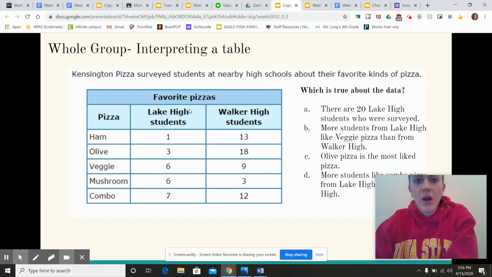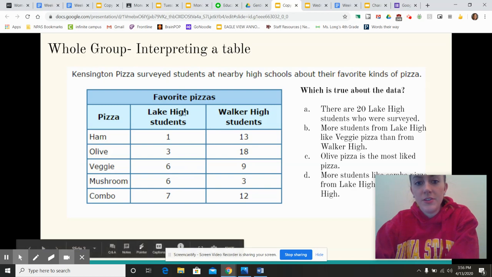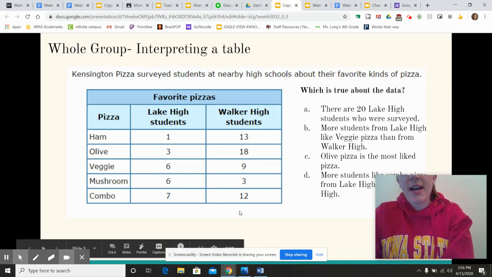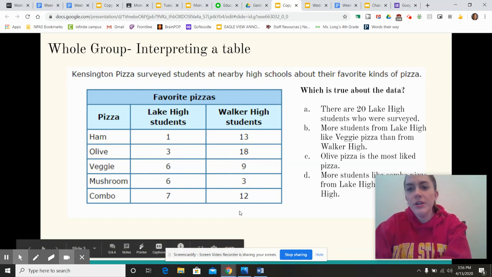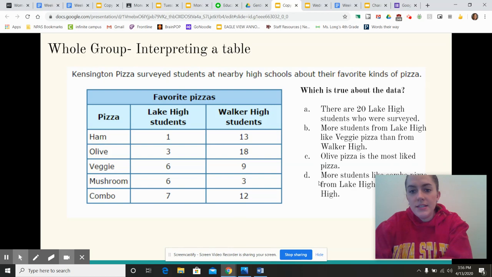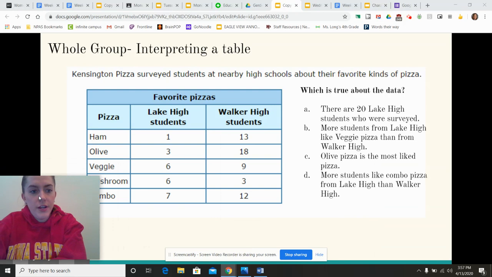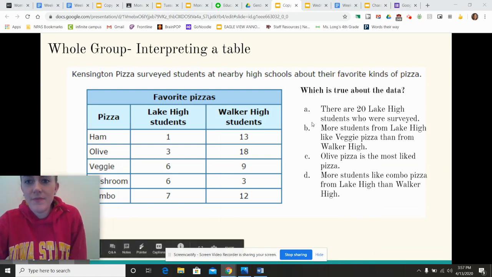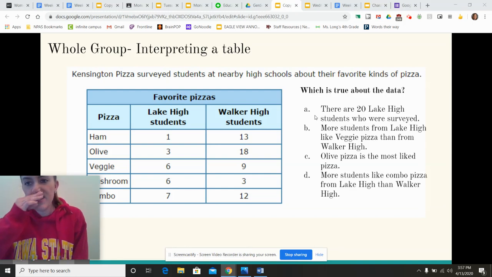And then it has the two high schools that took this survey, and then they could compare from each school who liked more or who liked less of each type of pizza. So we're going to read A, B, C, and D and figure out which one is true. So I'm going to move my video over here. All right, so let's look at A. So A says there are 20 Lake High students who were surveyed.